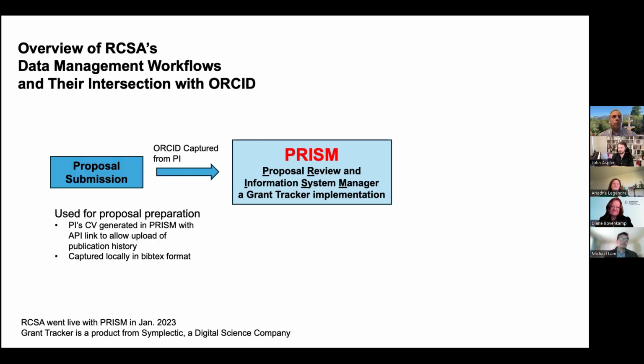So we use it at proposal submission. It is now a required element in our proposals. We use it in CV generation. We use the grant tracker, the Symplectic API, to link publication history and allow PIs to upload that. We'll come back to some issues that we've had with that. We capture all of the data there in BibTeX format, and this allows for some special implementations that we have not yet used, such as review blinding.